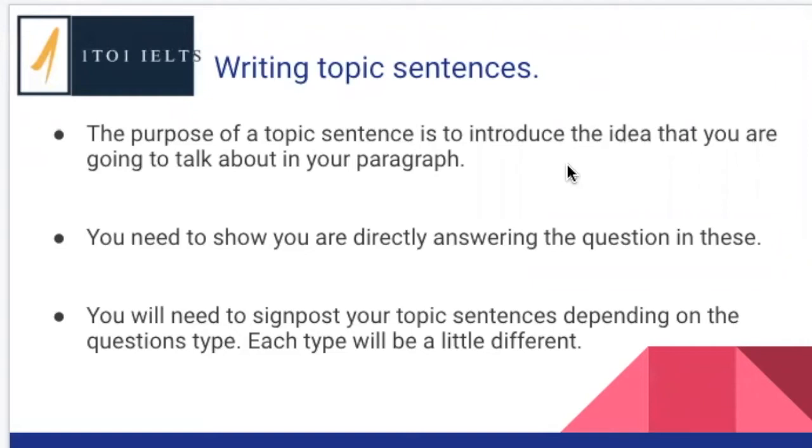If we've got a discussion essay, it's asking you to discuss 2 views. So we're going to say, some people think, and you're going to introduce that it's a view because you're being asked to give a view. If it asks you for advantages, you're going to say the advantages of this are, or the benefits of this are. So it needs to be very, very clear in your topic sentences that you are directly answering the question.